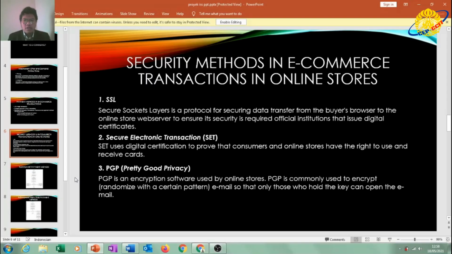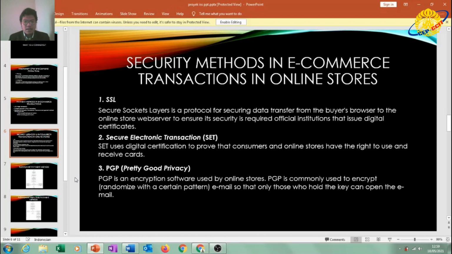Assalamualaikum warahmatullahi wabarakatuh. My name is Ramadian Arditama from Group 5, and today I will continue Firzan's presentation. First, I will explain about the security methods in e-commerce transactions with online stores.